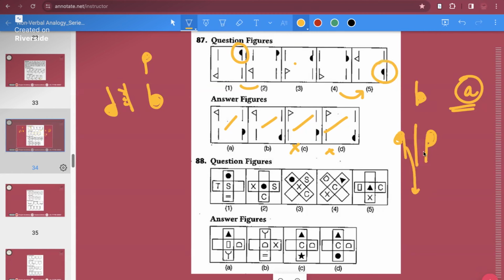And now let's apply a mirror image. So it will essentially look like this. So we have this. In which option do we have this element? C and D are already cancelled. A and B. Yes, we have it in A.